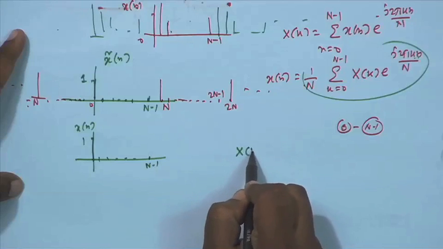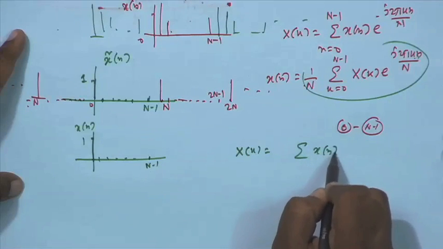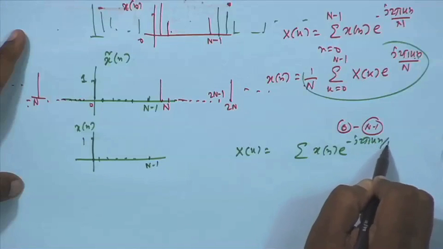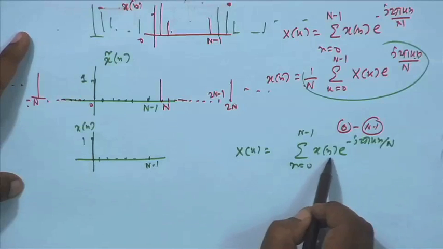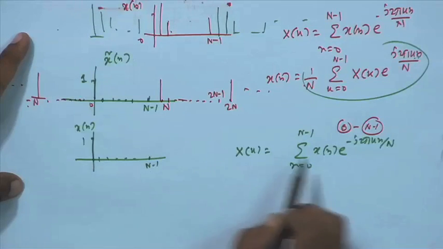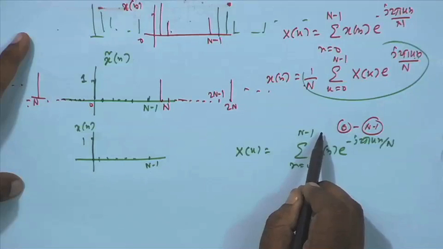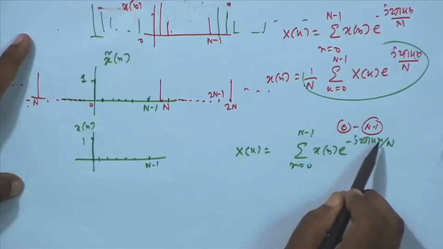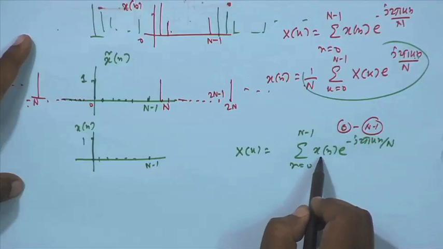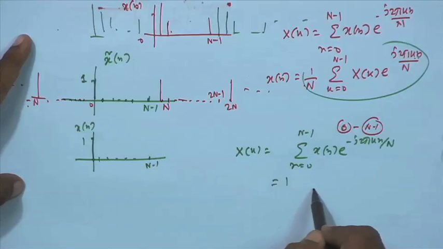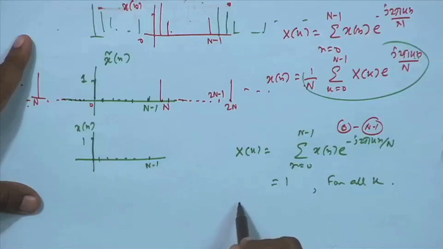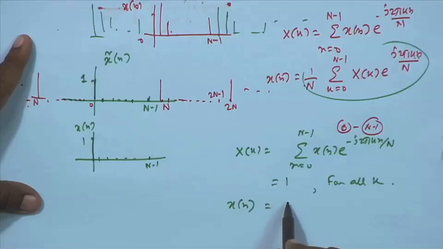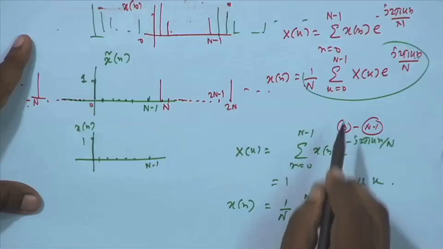What is capital Xk? Capital Xk is x n e to the power minus j 2 pi k n by capital N, summed over n from 0 to n minus 1. But you see this sequence has non-zero value only at n equal to 0. So, only x 0 is 1, all other x values are zeros, and when n is 0, e to the power 0 is 1. So, 1 into 1. So, capital Xk is 1 for all k. Therefore, if I calculate x n by the inverse DFT, it will be 1 by n times capital Xk, but that is 1.